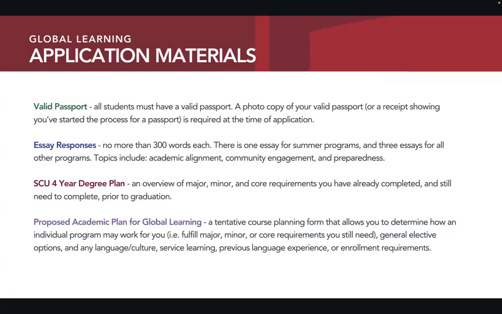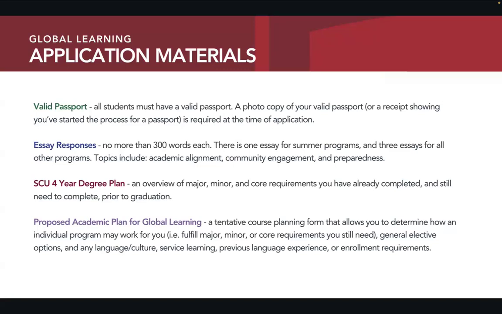They also have to submit 2 academic planning forms. The first being their SU 4-year degree plan. This helps them look at what remaining degree requirements they still need to complete. It kind of has nothing to do with study abroad. It's what do I still have to do? What have I already completed?